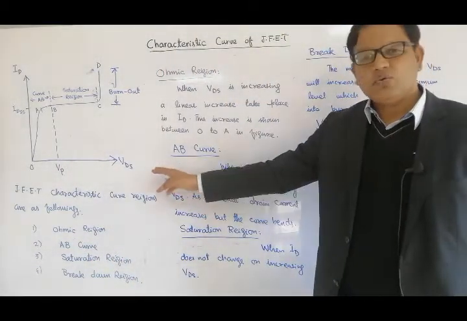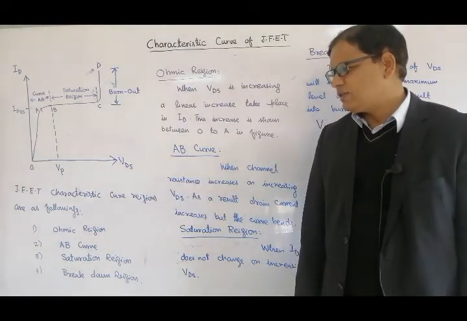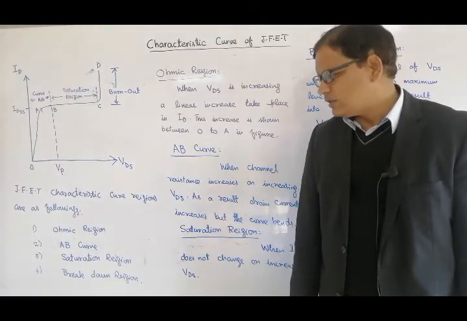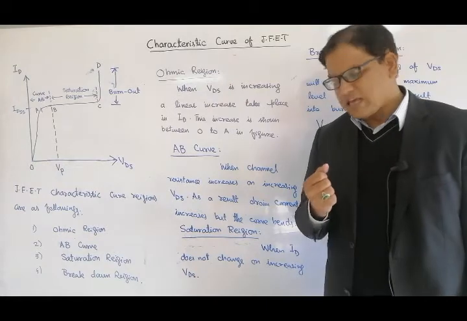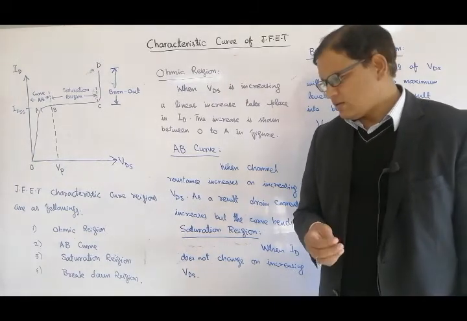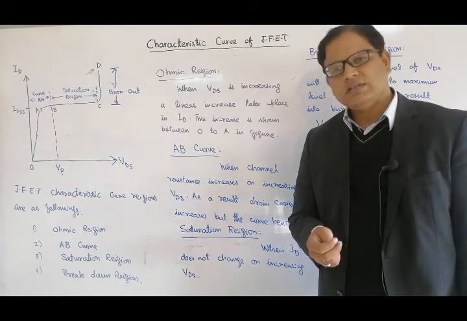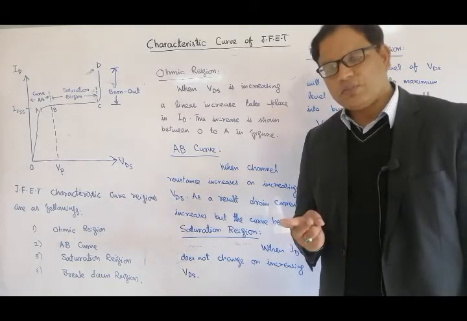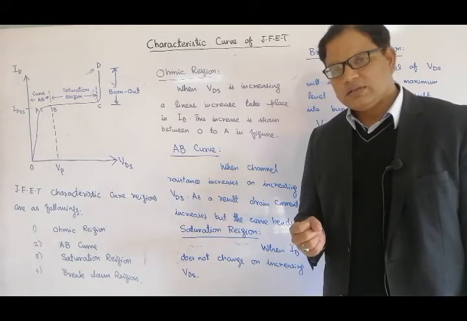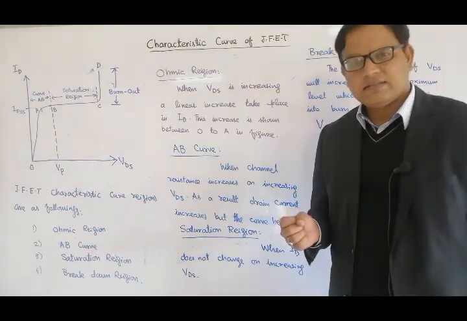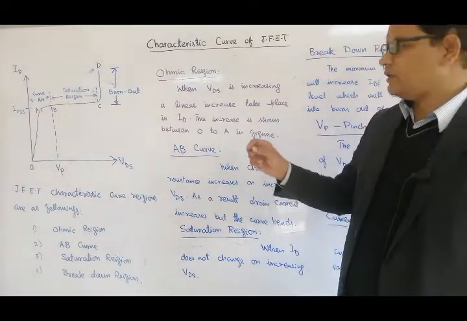So today in this lecture we will study the junction field effect transistor characteristic curve regions. Number one, the ohmic region; number two, the AB curve; number three, the saturation region; and number four, the breakdown region. Also two extra points: VP, the pinch off voltage, and IDSS. This is a new thing, and it is the most important point here.